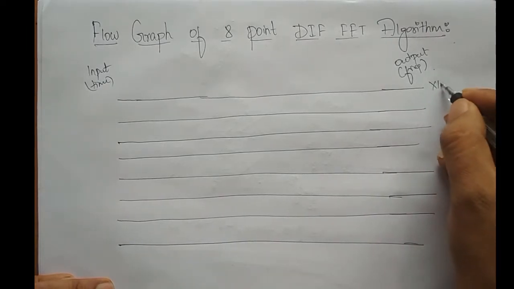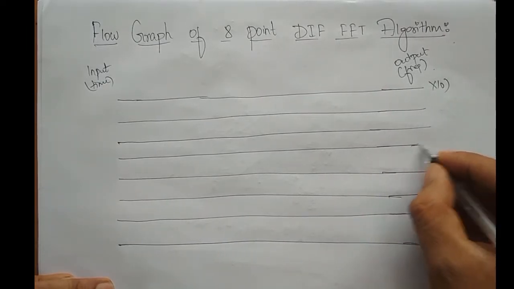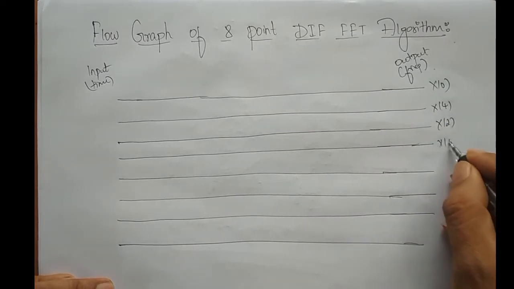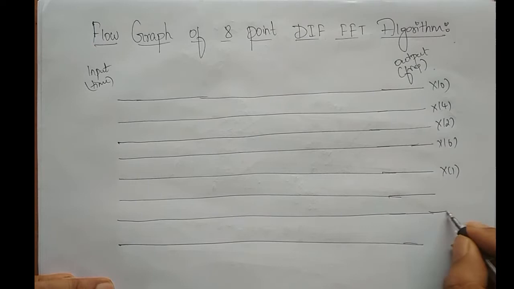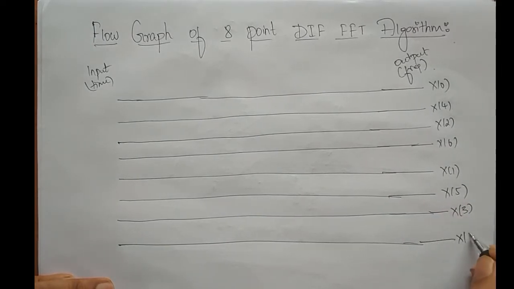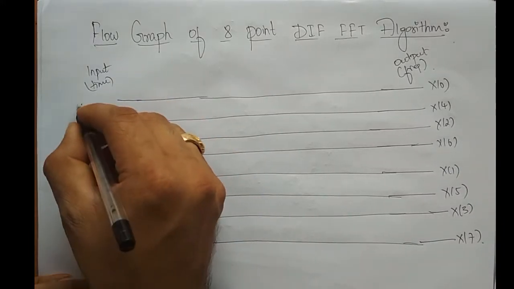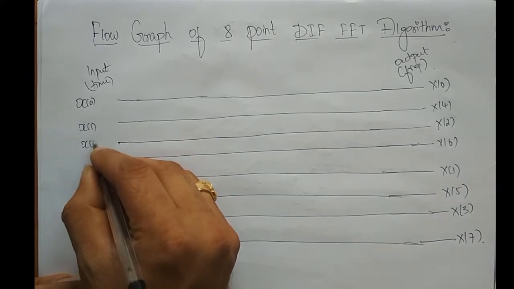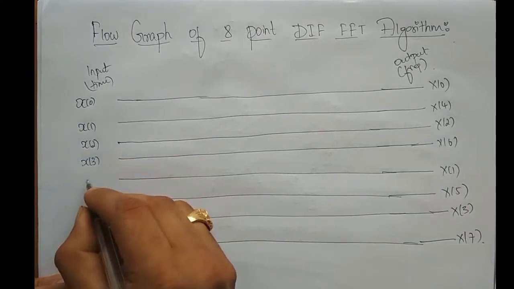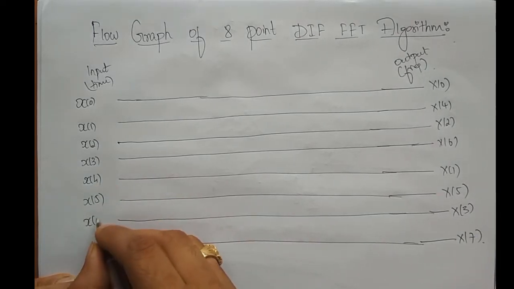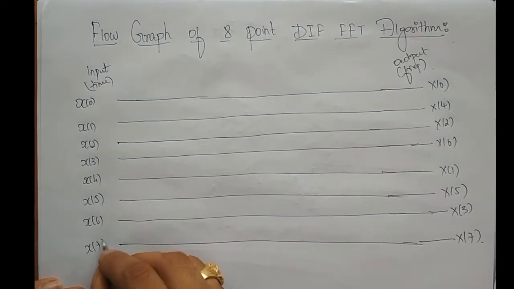So this is X of 0, X of 2, X of 4, X of 6, this is X of 1, X of 3, X of 5 and X of 7. So this is in decimated order. So input is in normal order. So we have x of 0, x of 1, x of 2, x of 3, x of 4, x of 5, x of 6 and x of 7.